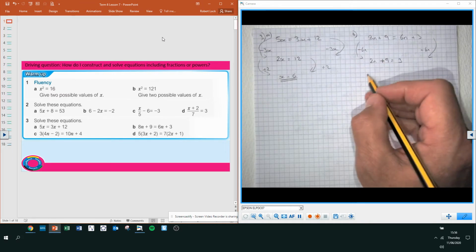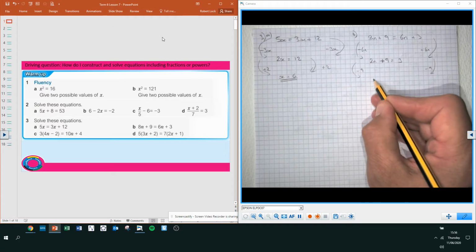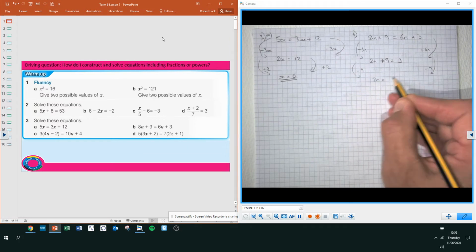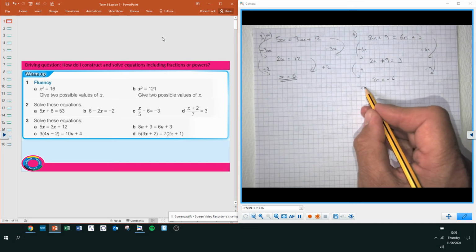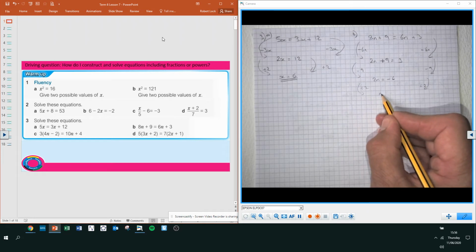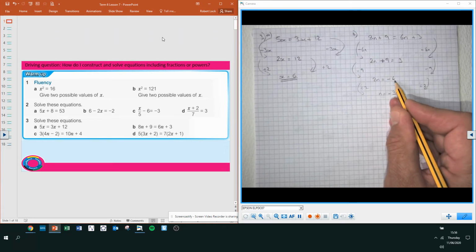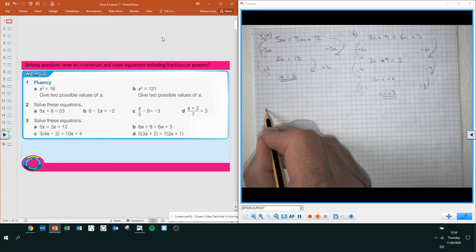Take away the 9 both sides, minus 9 both sides. 2n equals 3 take away 9 is minus 6. Divide both sides by 2, get rid of 2n to n. n equals minus 3. 6 divided by 2, minus 3. Question C.